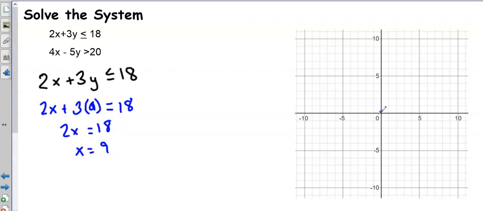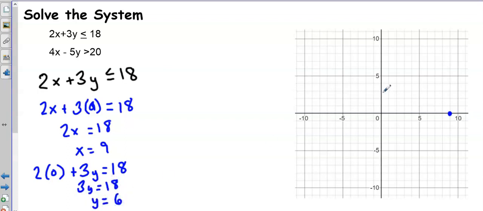So I'll go over to 9, and I'll put a point right here, because when y is 0, x is 9. Now I'll solve for the y-intercept, so I'll make x equal 0, and I just have to remember to set it equal because I want to know where it is equal to 18. So then I have 3y equals 18. When I divide by 3 on both sides, I have y equaling 6. So I'll go up here and I'll put a 6.